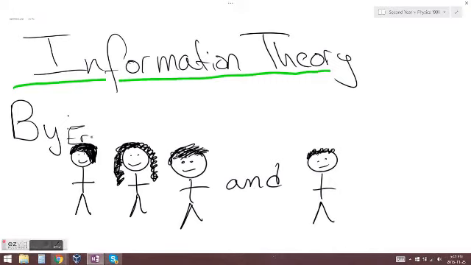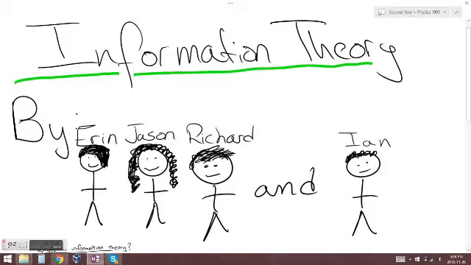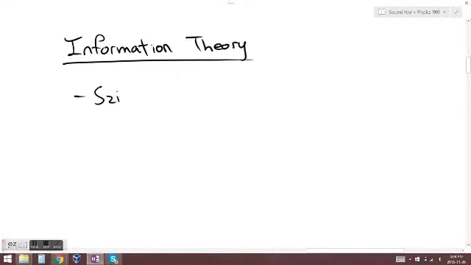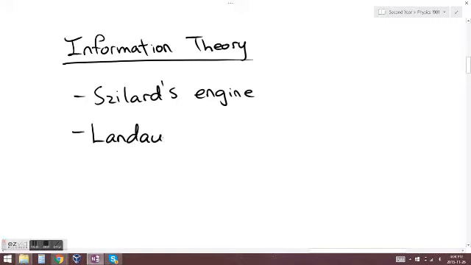Information Theory by Aaron, Jason, Richard, that's me, and Ian. Topics that will be covered include Szilard's engine, Landauer's principle, and fluctuation theory. But first, we have to figure out what information theory is.